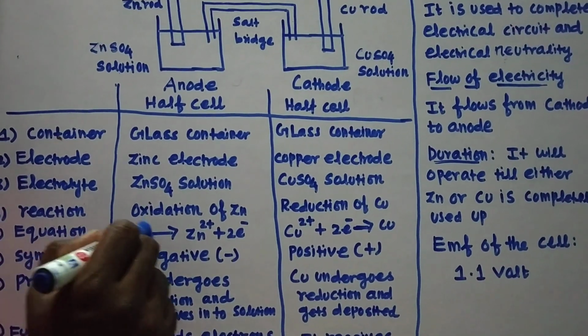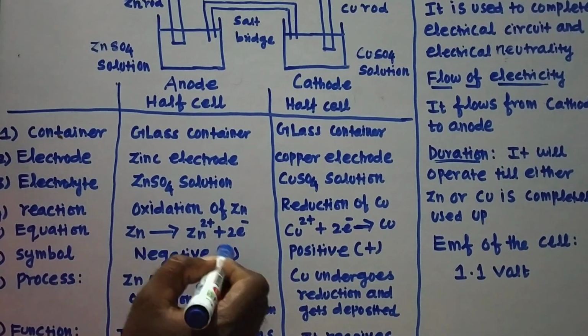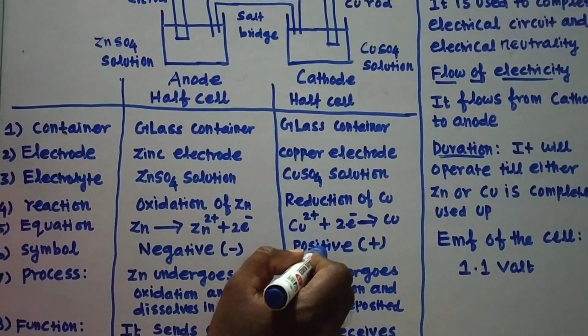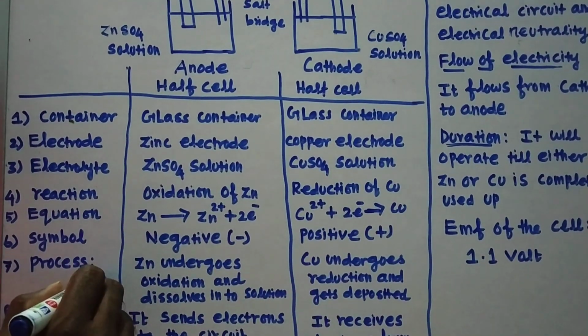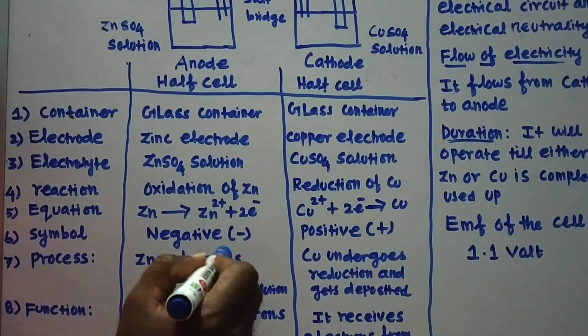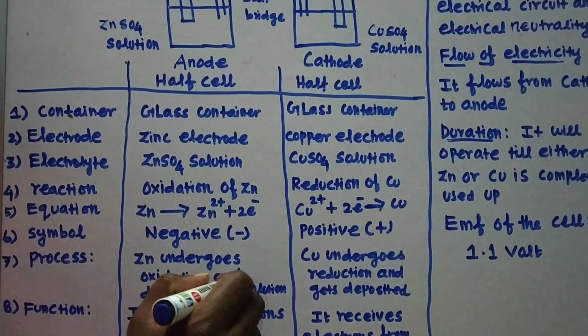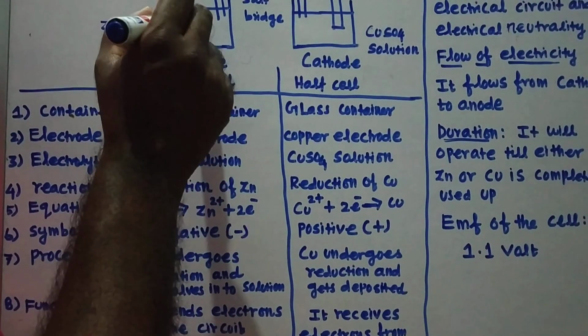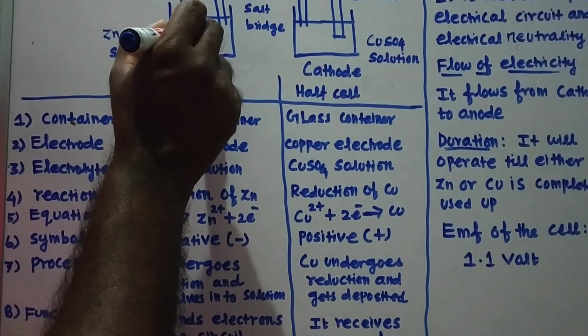Here, the symbol. Due to oxidation, it becomes negative. Due to reduction, it becomes positive. Then the process. Zinc undergoes oxidation and dissolves into the solution. Here in the anode half cell, the zinc undergoes oxidation.